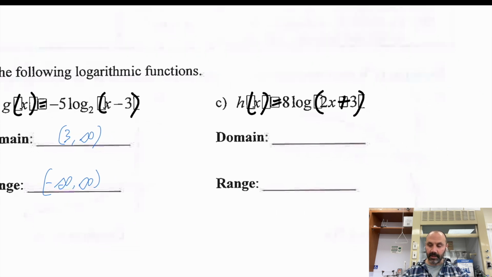And then the last one, again, I have a horizontal translation because I have 2x plus 3 in there. Again, I apologize for the formatting. And so the horizontal translation is to the left by a factor of 3 over 2. And so the domain is going to be negative 3 over 2 to infinity, and the range is going to be negative infinity to infinity.